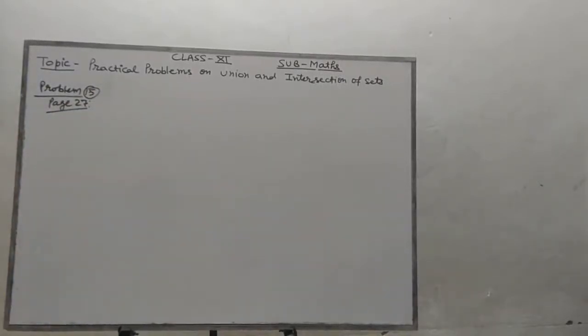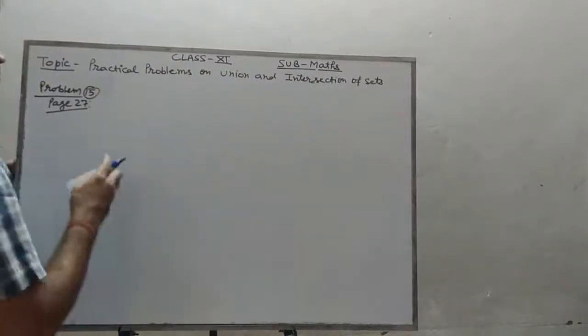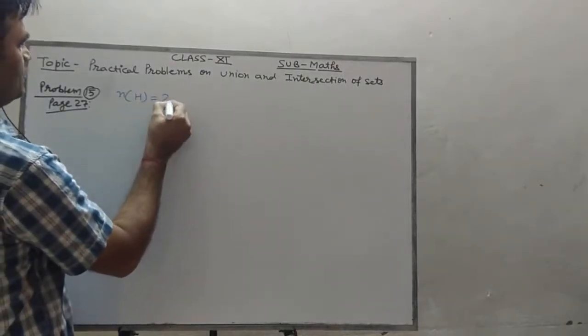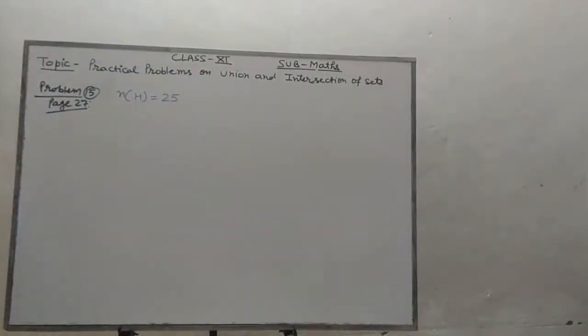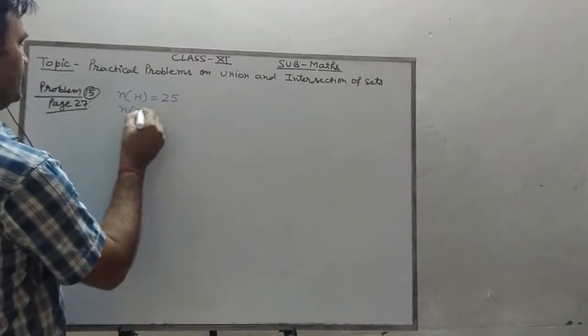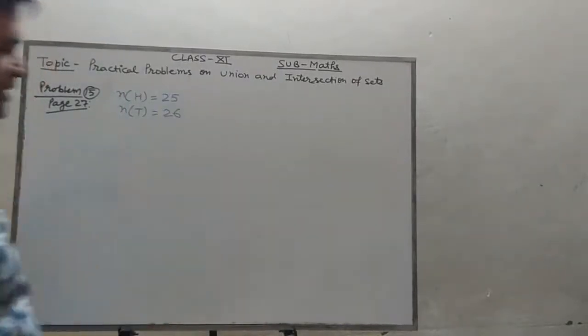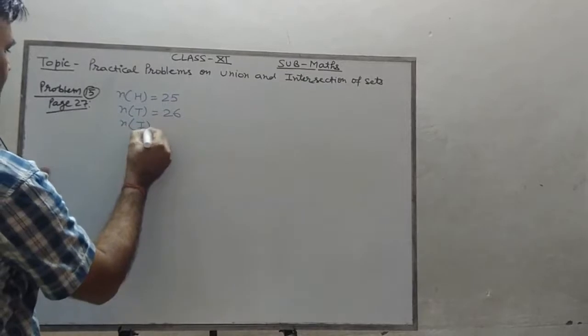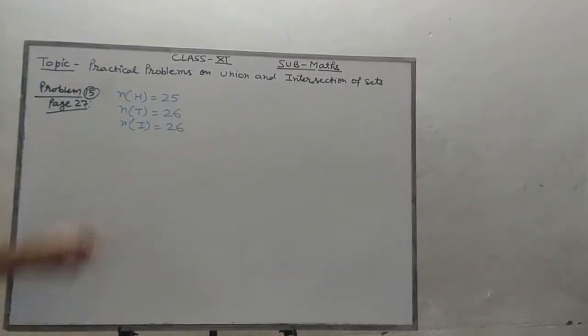It says, in a survey of 60 pupils, it was found that 25 pupils read newspaper H. I am denoting the number of pupils reading newspaper H by n of H. n of H equals 25. 26 read newspaper T. Number of pupils who read newspaper T is 26. 26 read newspaper I. Number of elements in I. So here are three sets, H, T and I. Three types of newspaper, H, T and I.